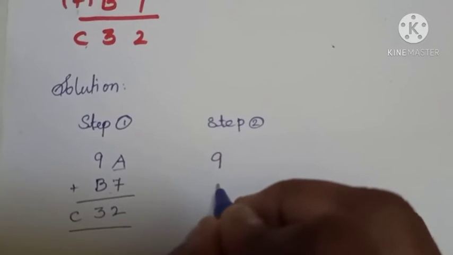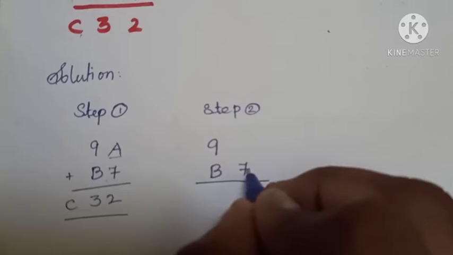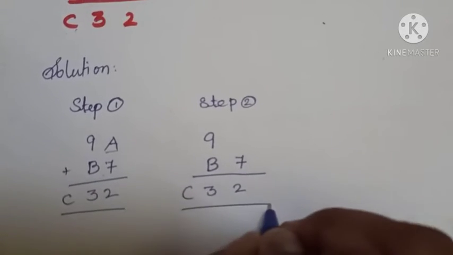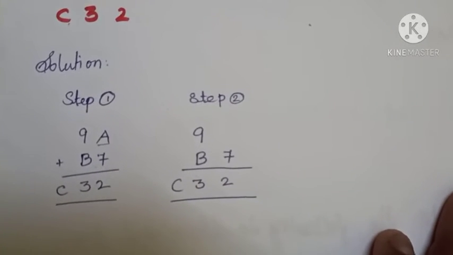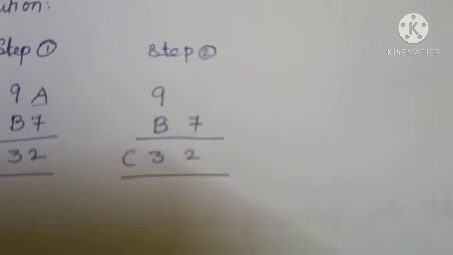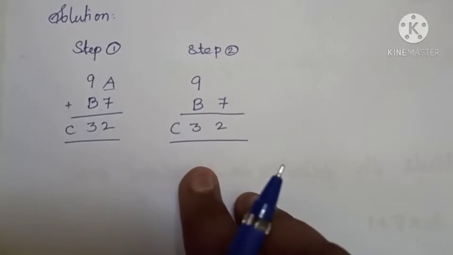So 9B, 7, C132. So you need to replace A. So what are the possibilities? You go to the rough column and you solve it. So now I will explain through this here.